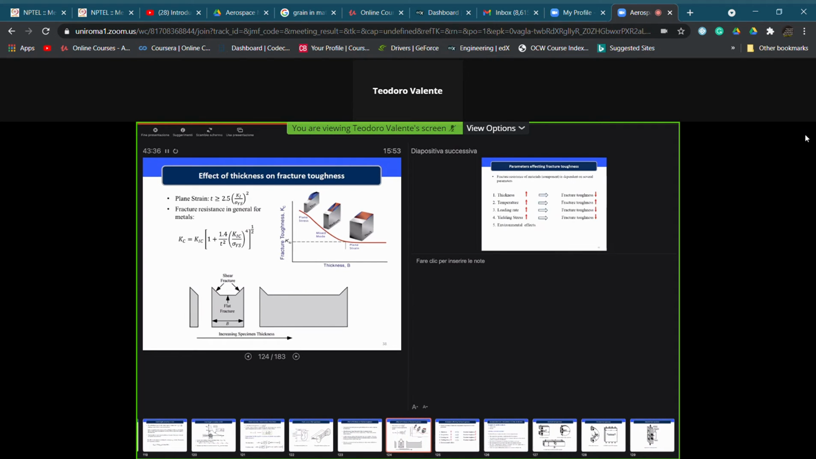We do have also a relationship in this case. The relationship, which is reported on this line, is the condition which must be met by the thickness of the specimen in order to make true the hypothesis of plane strain. And this condition can be easily verified because it depends, apart from the constant 2.5, on the K1 value and the yielding stress of the material itself.